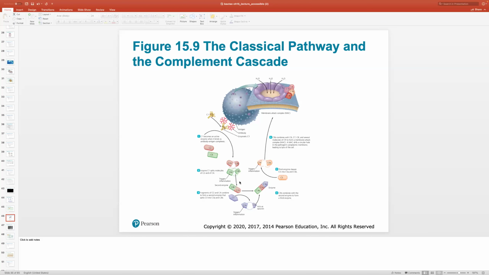We're going to go through all of these steps in a video, and then eventually you'll have the membrane attack complex that will cause an opening in the cell wall of the bacteria, allowing water to come in and allowing the cell to lyse.